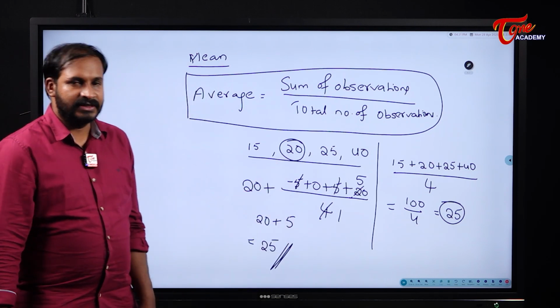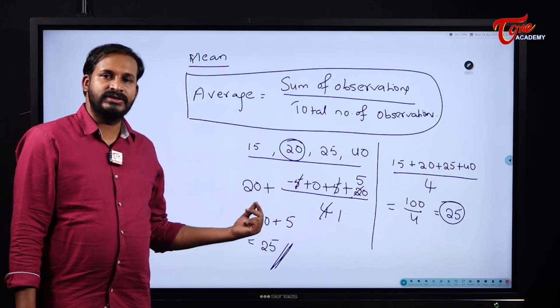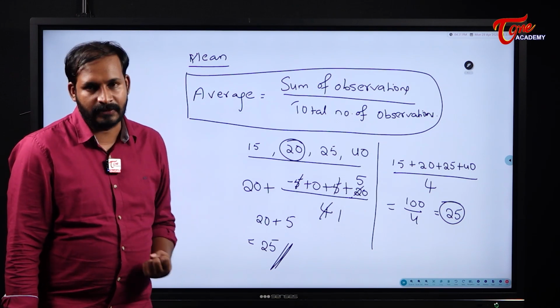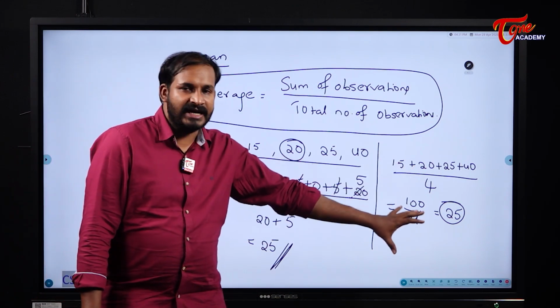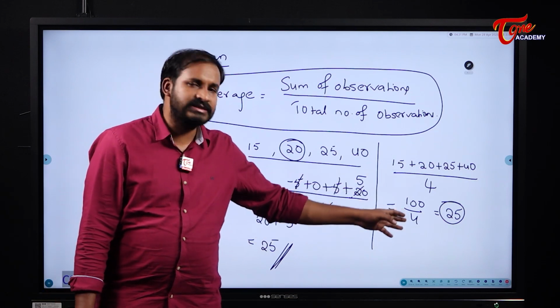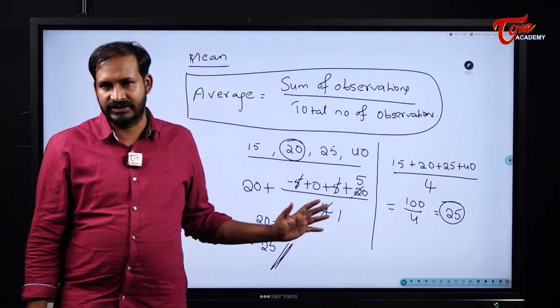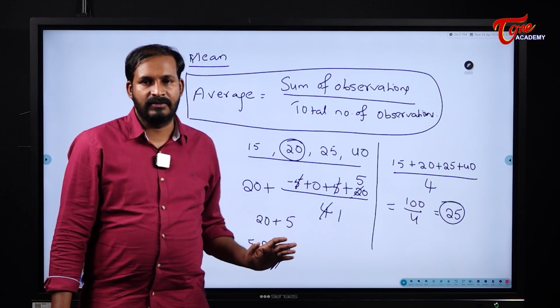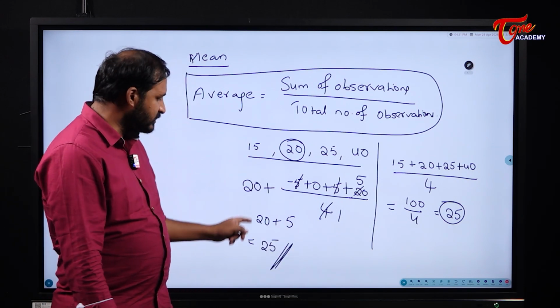Now please observe here, students. This method we are going to use while solving some of the difficult problems. In general, this is the standard procedure. No need to worry, more or less all the students know the standard procedure: sum of observations by total number of observations. But here we need to concentrate on this.